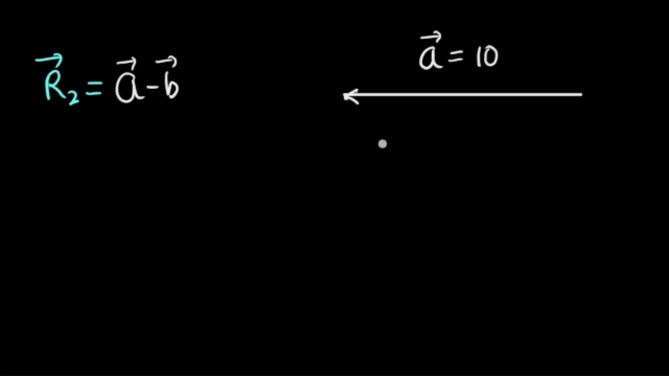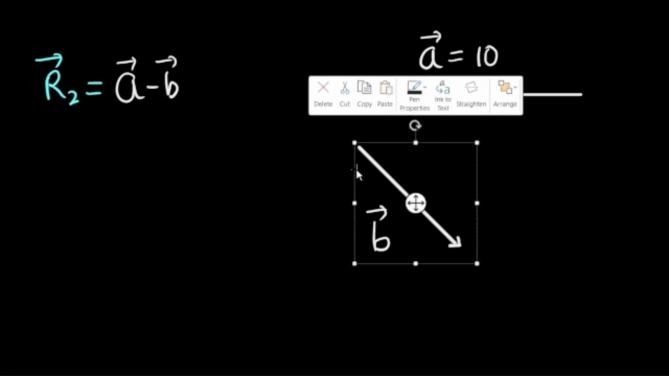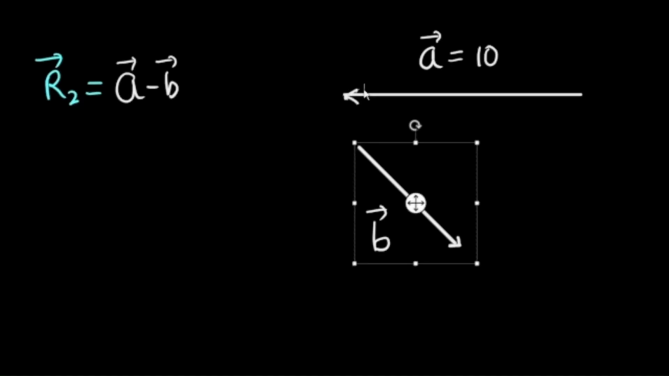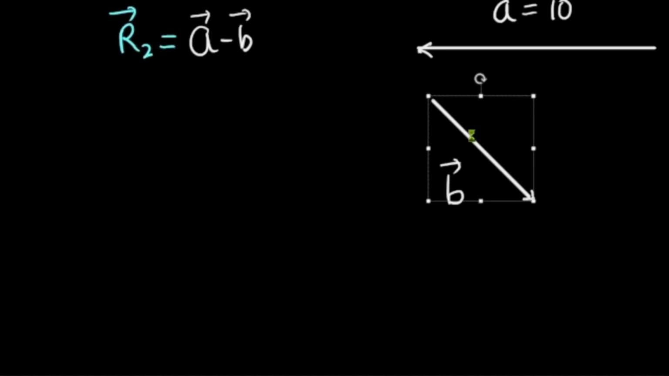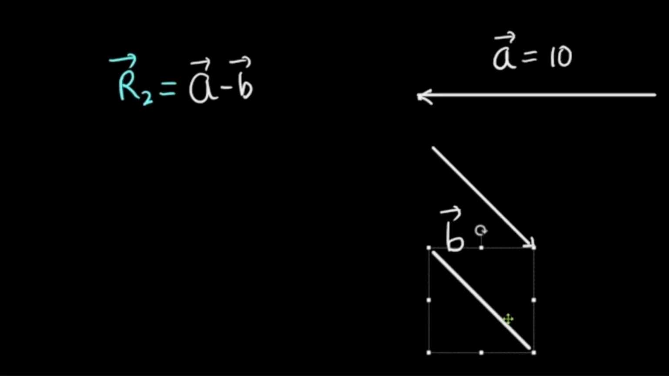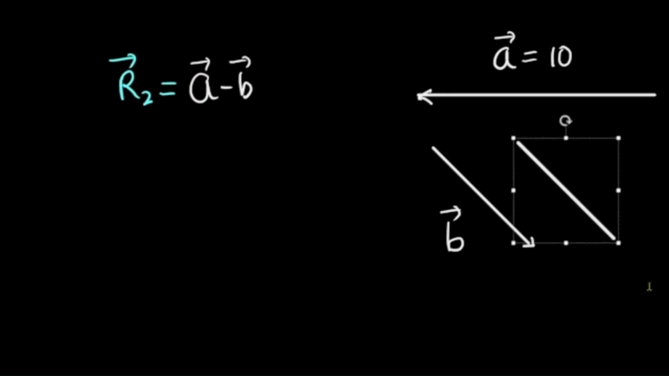Vector B is 6 units long and it's going 45 degrees east of south. So this is our vector B. Now what hint did I give you? I said that to solve for A minus B, you have to flip the direction of vector B. Let's take this vector B and make its copy. So here we go. This is going to be our vector minus B.